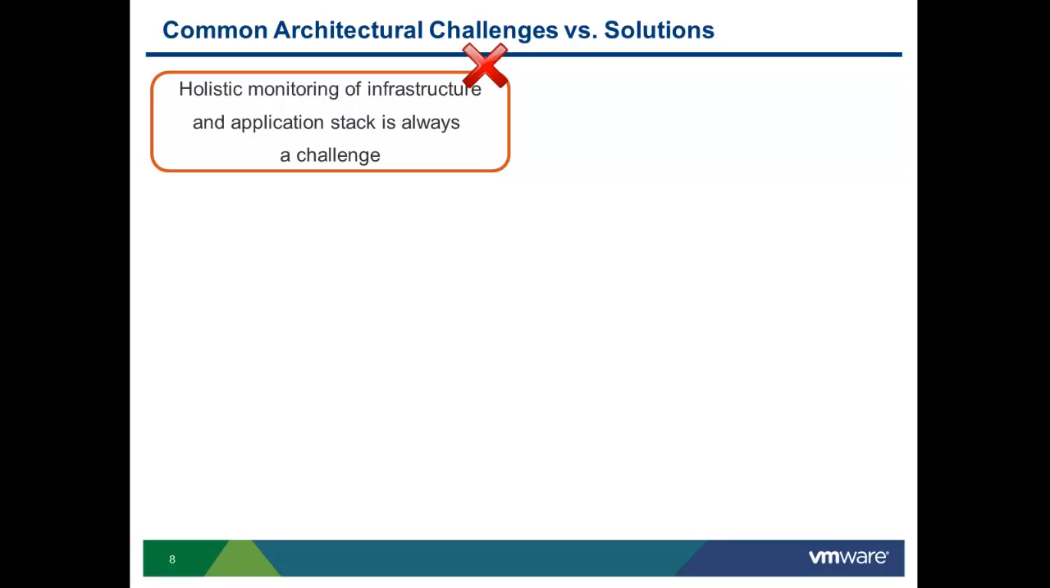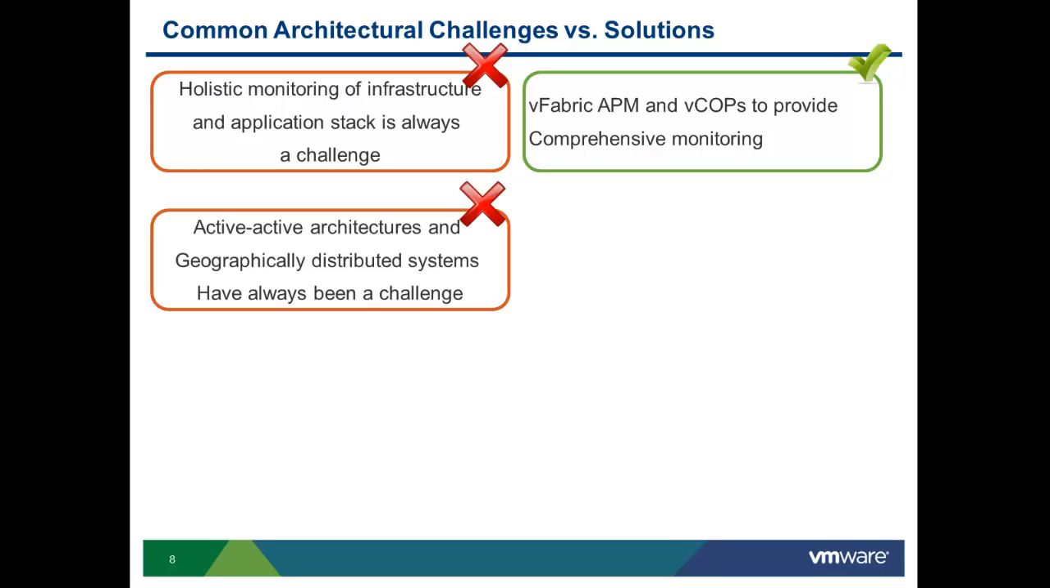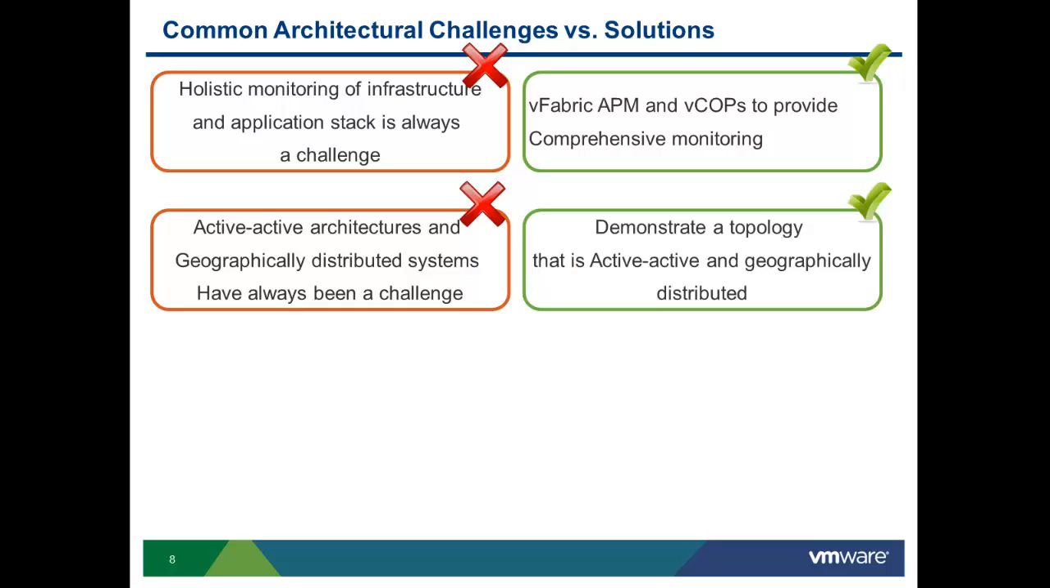Holistic monitoring of infrastructure and application components is always a challenge. In the vFabric Reference Architecture, we use vFabric APM and vCenter Operations Manager to provide comprehensive monitoring of software components and infrastructure components. Setting up distributed active-active architectures is always a challenge to be able to administer both reliably and predictably. In the vFabric Reference Architecture, we demonstrate a global multi-site active-active architecture by leveraging the vFabric SQLfire WAN gateway.